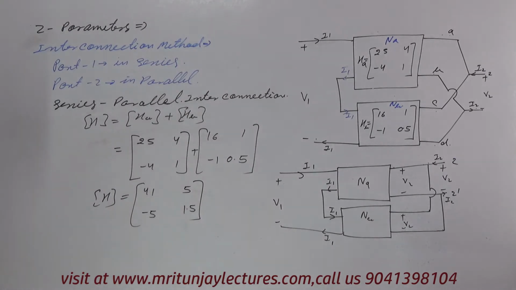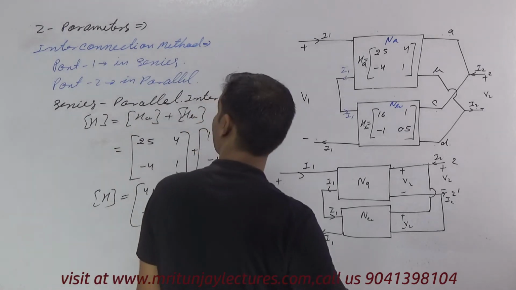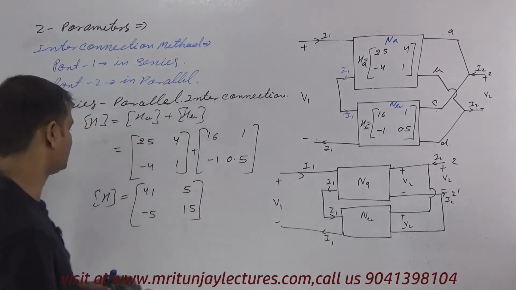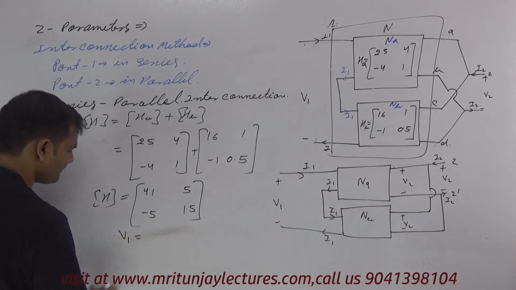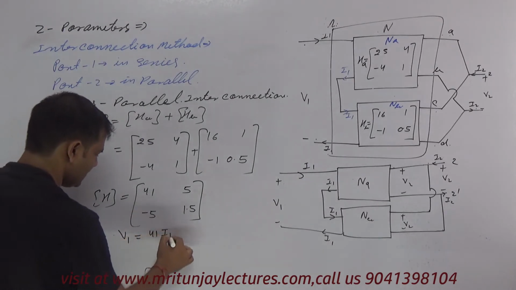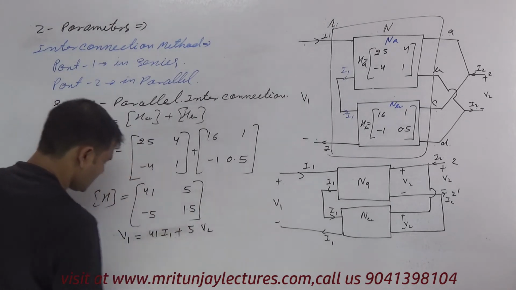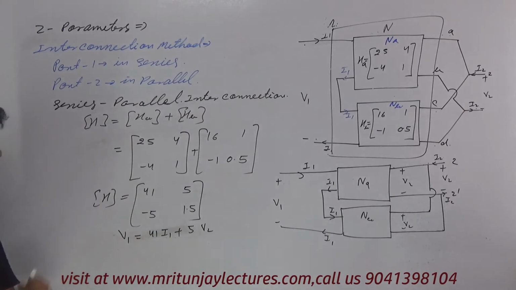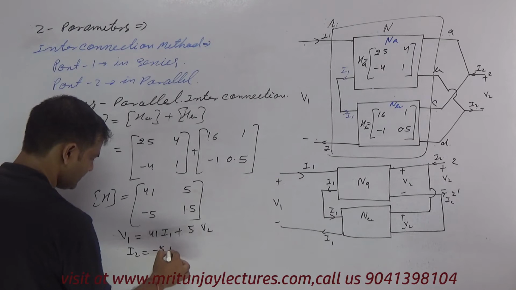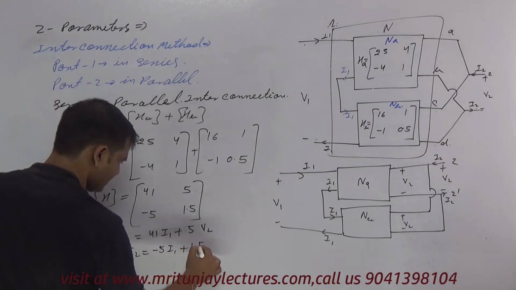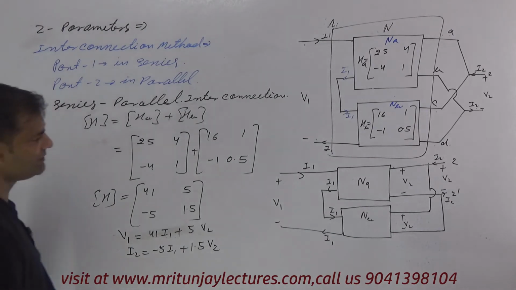Clear? Now our target is to determine the Z parameter. So how can we determine the Z parameter? I know that V1 is equal to 41 I1 plus 5 V2, corresponding to the H parameter. Next, I2 is equal to minus 5 I1 plus 1.5 V2. Our motto is to determine the Z parameter.